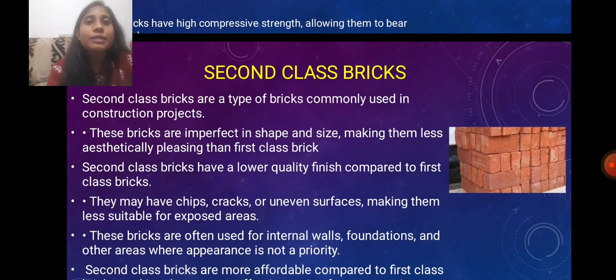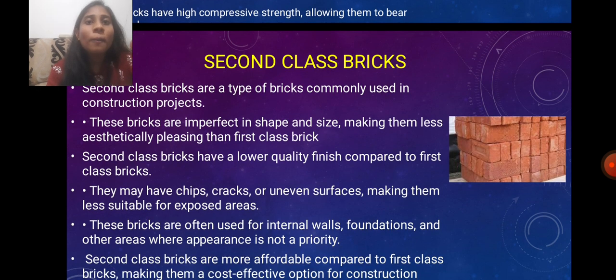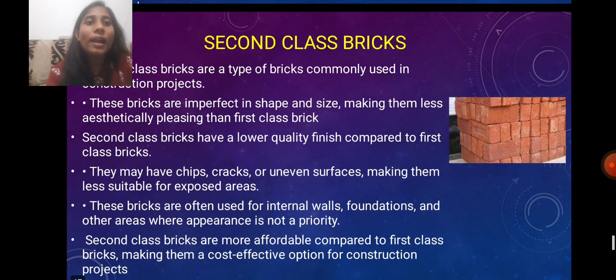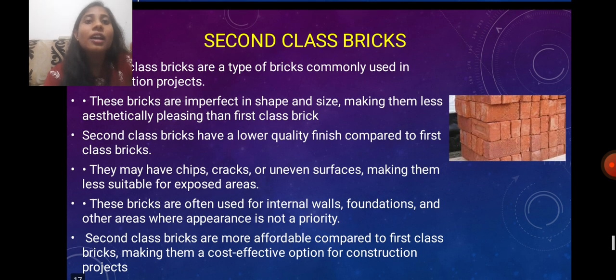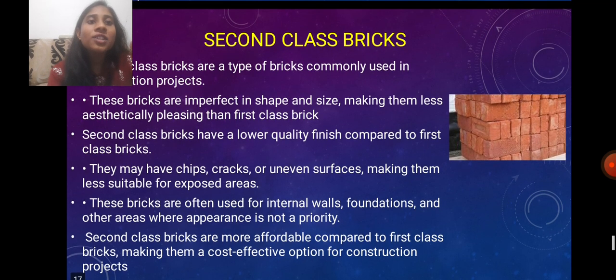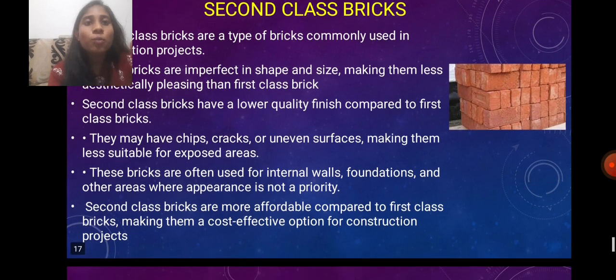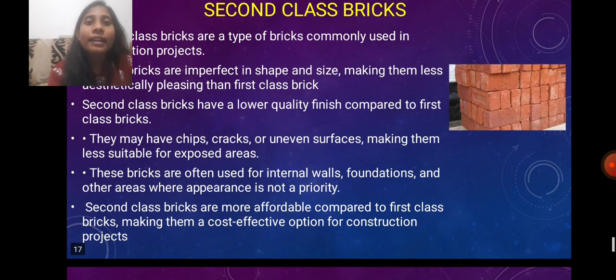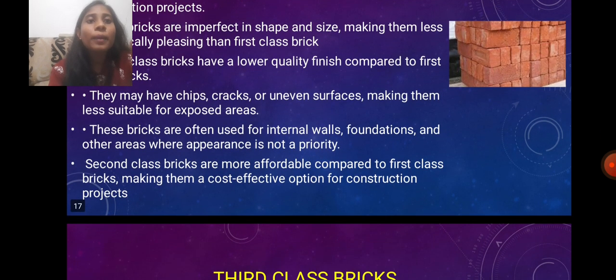Second class brick. Second class bricks are a type of brick commonly used for construction projects. These bricks are imperfect in shape and size, making them less pleasing than the first class brick. Second class bricks have a lower quality finish compared to the first class brick. They have cracks and an uneven surface, making them less suitable for exposed areas. These bricks are often used for internal walls, foundations and other areas where appearance is not a priority. Second class bricks are more affordable compared to the first class brick, making them cost efficient for construction projects.